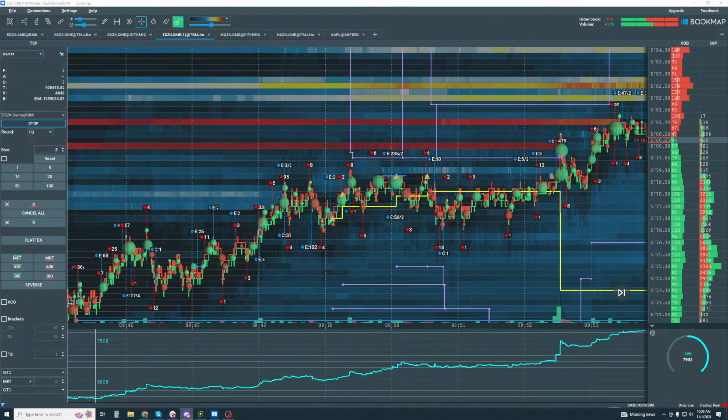Let's see. You can't see on the Trader Map Lite. You should be able to see stops and icebergs. See on the NQ Trader Map Lite.